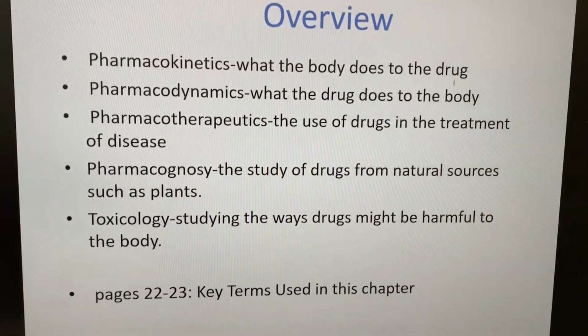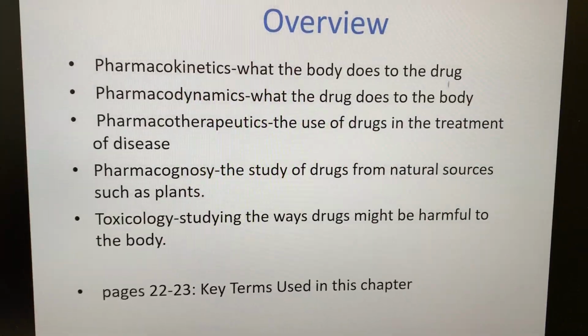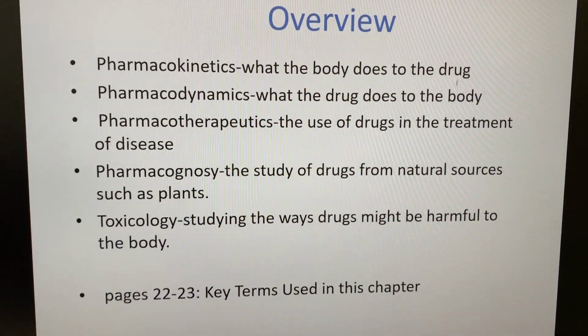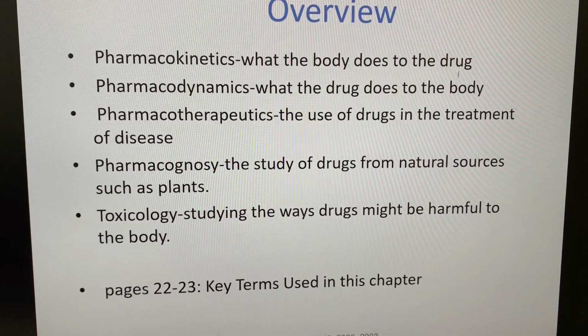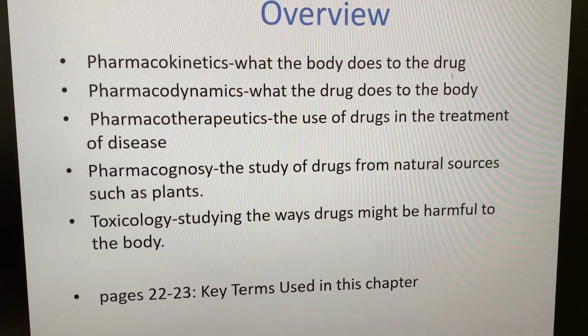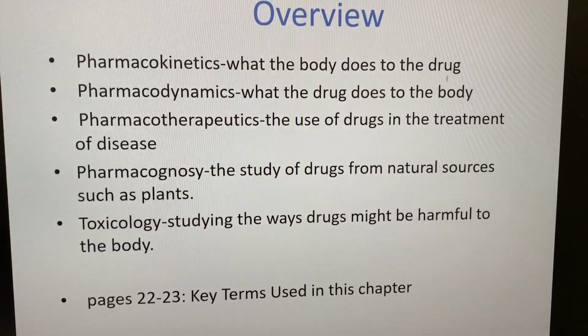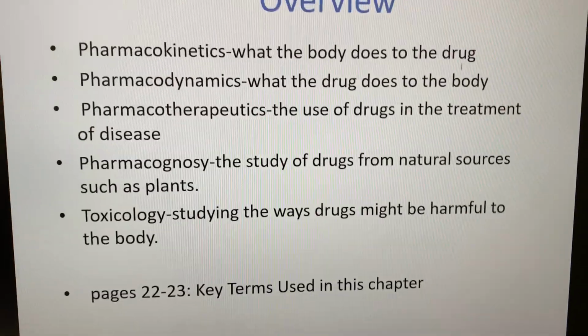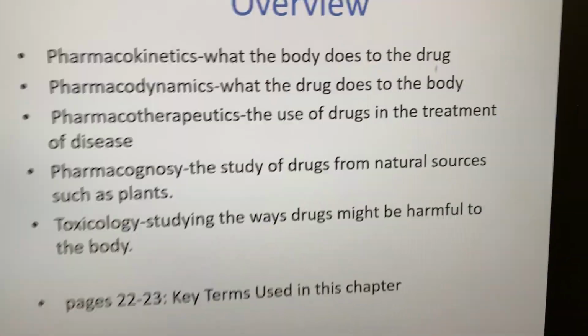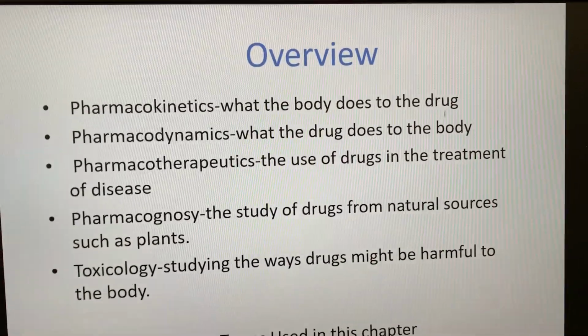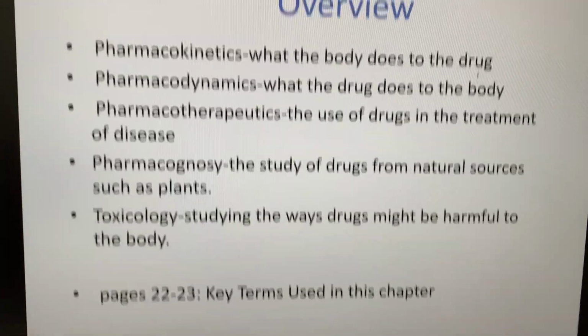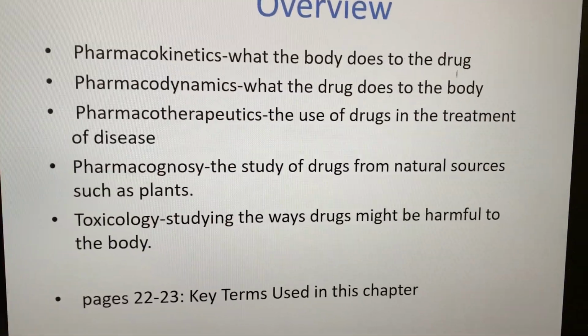So these are some terms that you need to know. Most of these are in the book. A couple of them might not be. I think pharmacognosy is discussed in a video that we watch, not necessarily in the book, but it would not be a bad idea to write that down. All right, so overview.